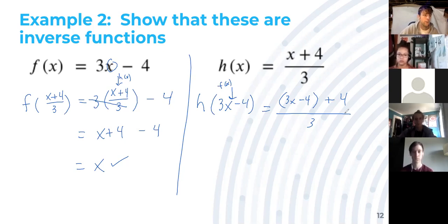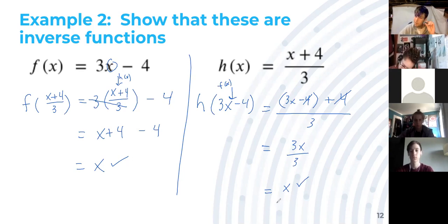Okay, so up on the numerator here, there's nothing to do inside these parentheses, so they might as well not be there. I'm going to kind of ignore the parentheses here. I have a minus 4 and a plus 4, which are going to go away. So we end up with 3x over 3. And the 3's cancel, so we end up with just x. So great. This one did work out. We were able to show that both of those compositions simply simplified into x. So these are inverse functions.